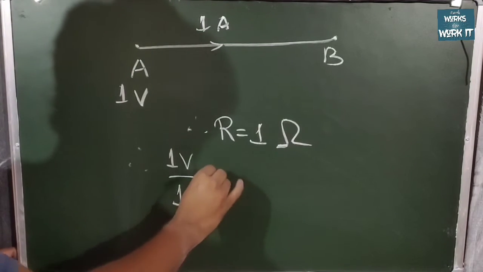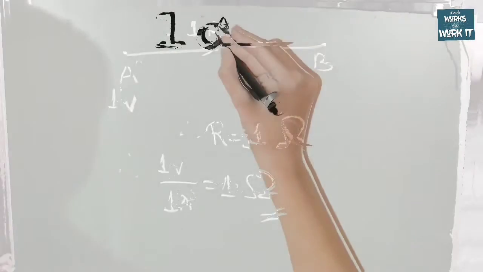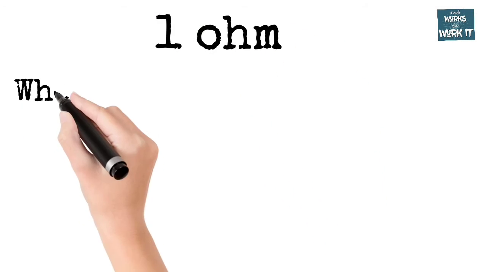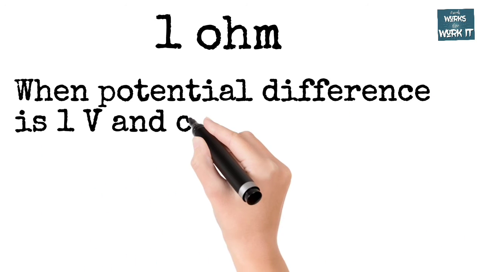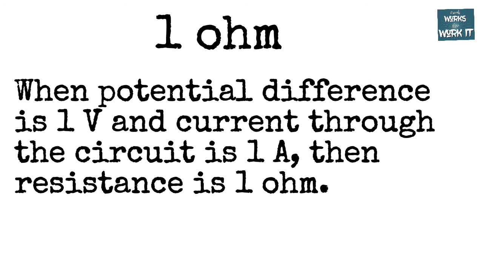So 1 volt upon 1 ampere gives us the 1 ohm of resistance. So if we see the definition of 1 ohm, it states that when potential difference is 1 volt and current through the circuit is 1 ampere, then resistance is 1 ohm.